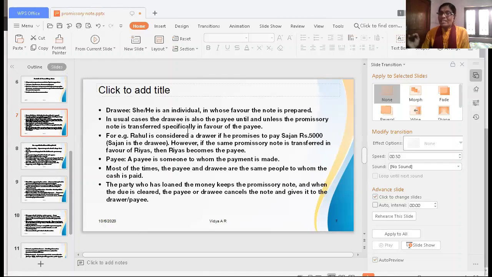And who is a drawee? He or she is an individual in whose favor the note is prepared. And in usual cases, the drawee is also the payee. That means the one to whom we pay is both payee and drawee, until and unless the promissory note is transferred specifically in favor of a payee.